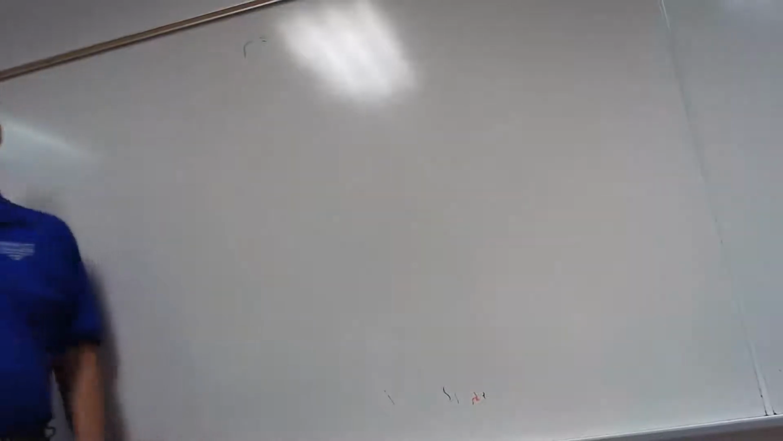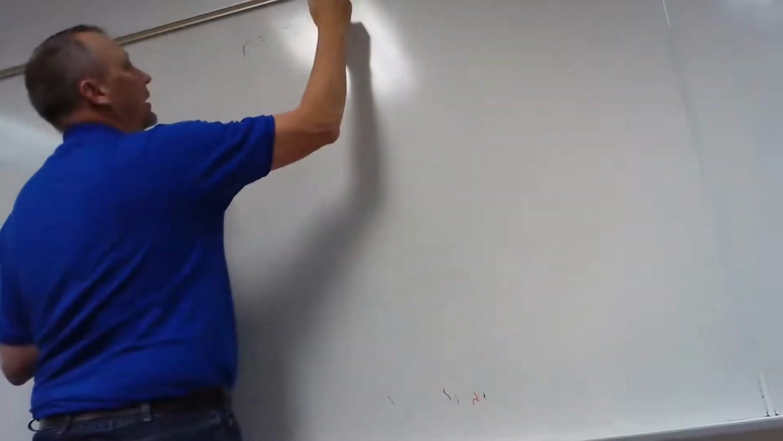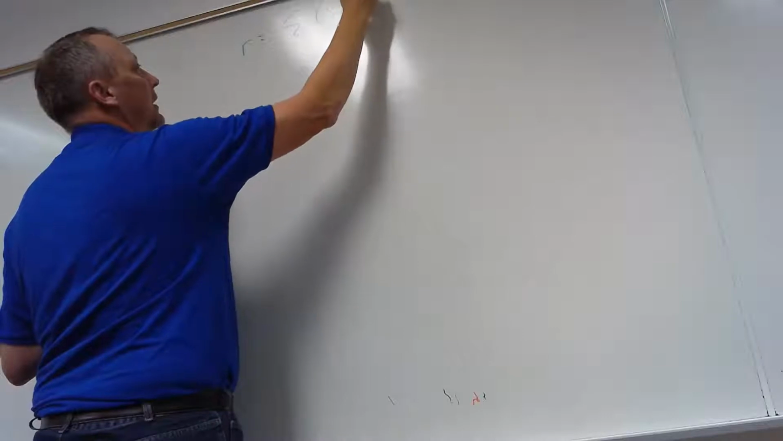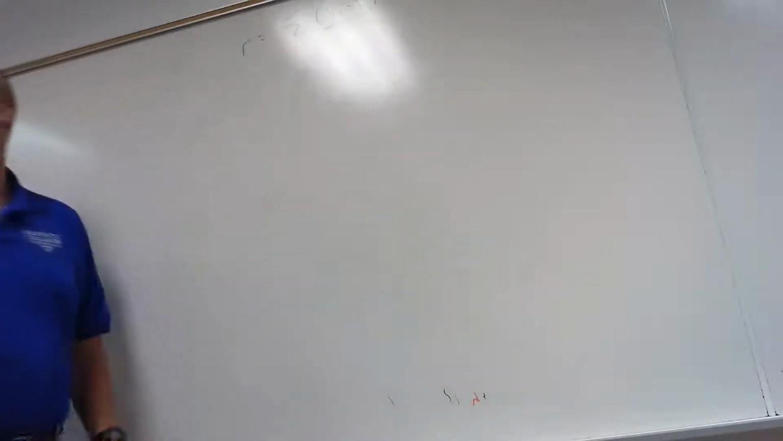You have it, Sabrina? Yeah, it's R equals the sum of the x's, the first x minus x with a line over it, and then over the x with a line over it.